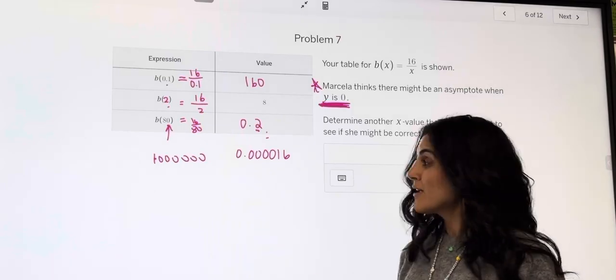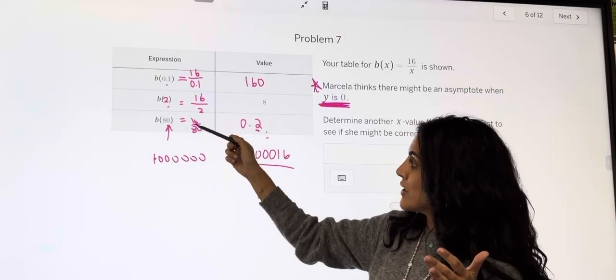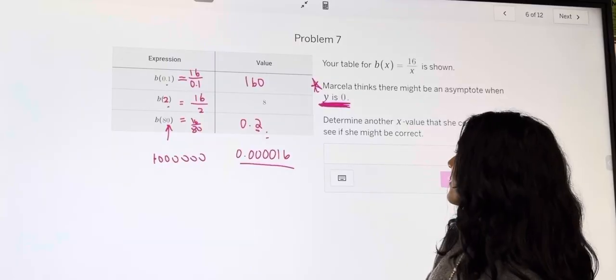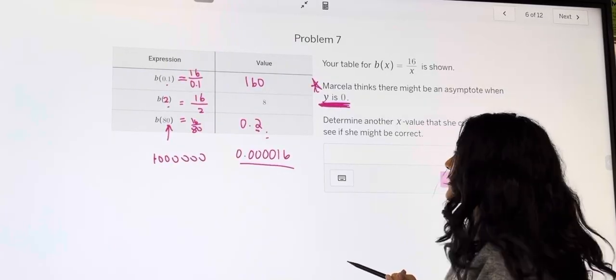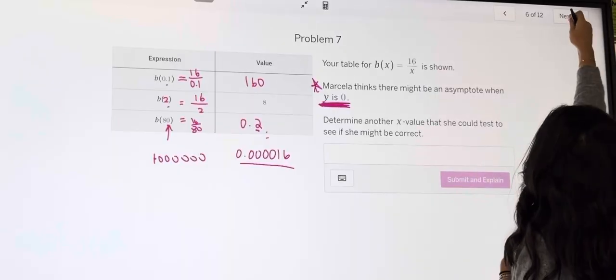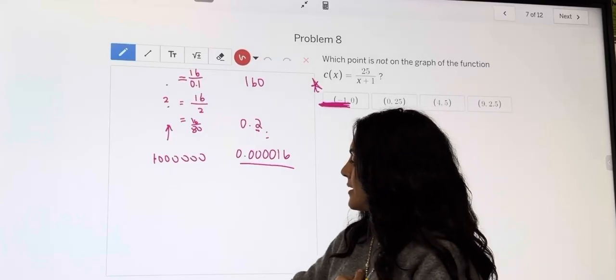That, all right? Which this is like so close to 0. And then we can kind of start to see the pattern that does help us figure out if Marcella's correct. It's looking like she's correct. Okay. Let's see what's happening here.